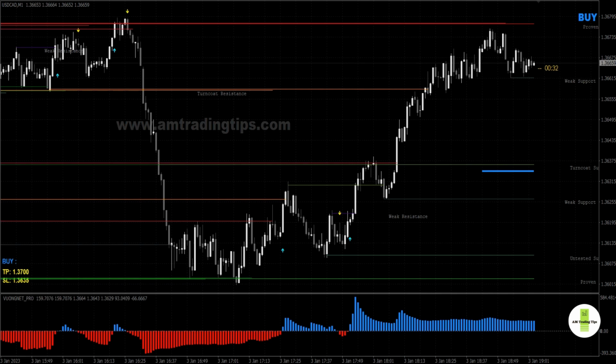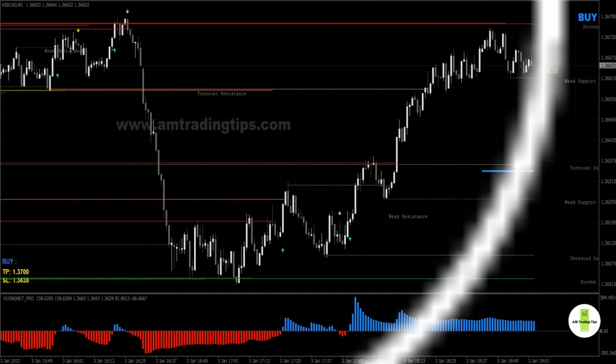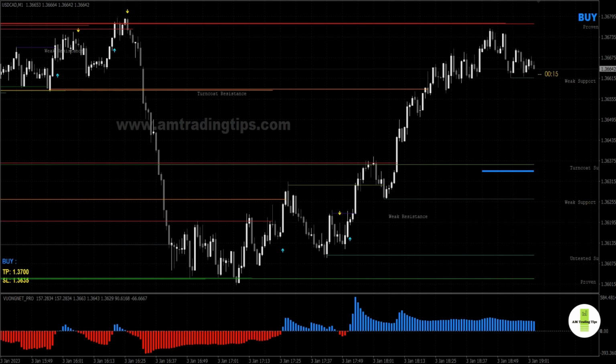So let's look at the trading rules. A buy trade is to be taken only when the buy arrow signal is received at the support level or near the support level. Similarly, when the sell arrow signal is received at the resistance level or near the resistance level, then only a sell trade is to be taken.